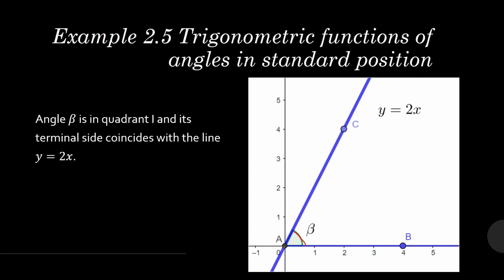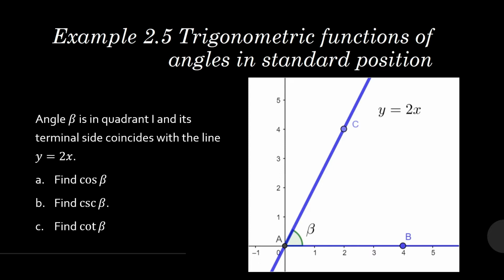And the terminal side of our angle coincides with the line whose equation is given by y is equal to 2x. So what now? Find cosine of beta, find cosecant of beta, and find cotangent of beta.